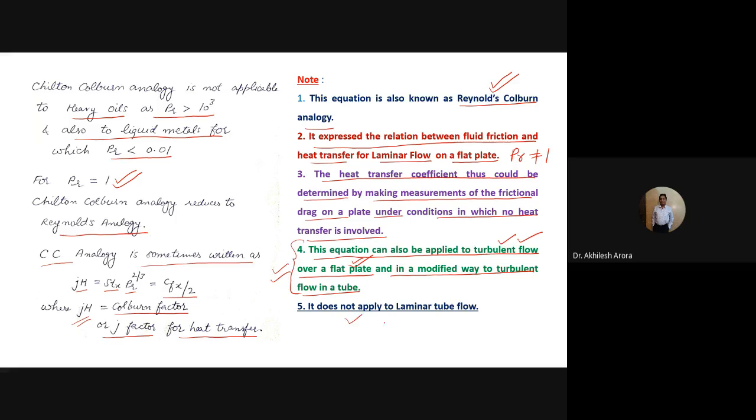It does not apply to laminar tube flow. So the Reynolds-Colburn analogy is not applicable to laminar tube flow, but it is applicable to turbulent flow over a flat plate and turbulent flow in a tube, but it has to be modified in a certain way that we will discuss later on.